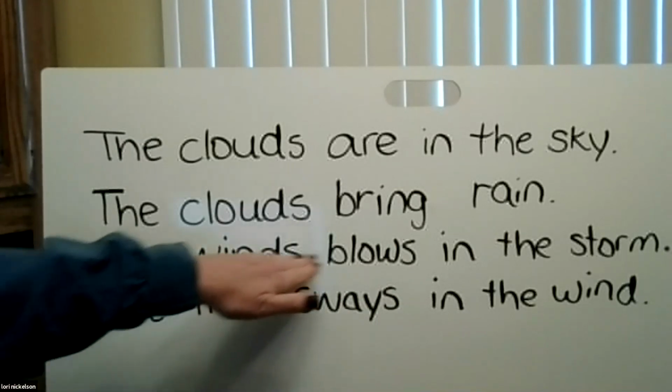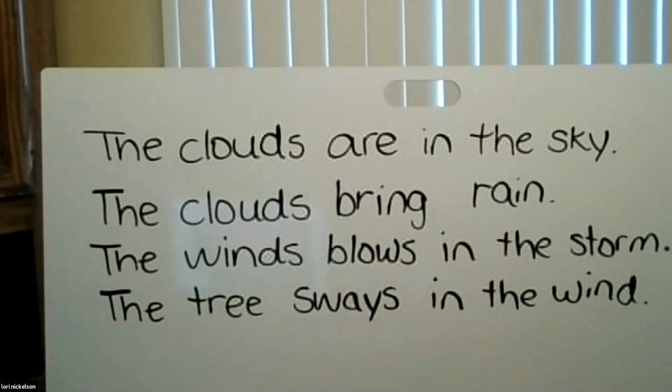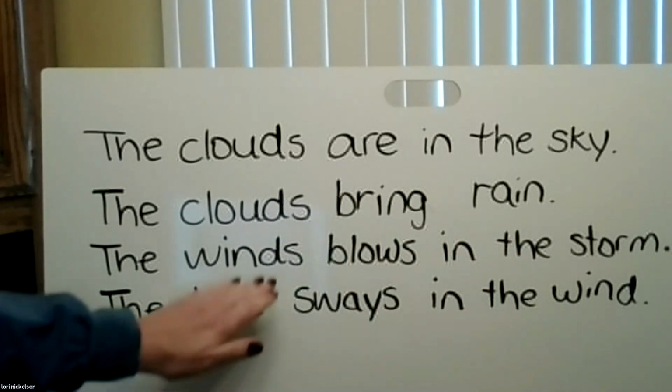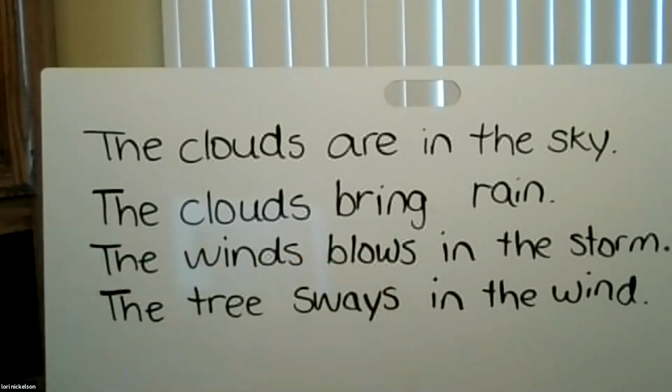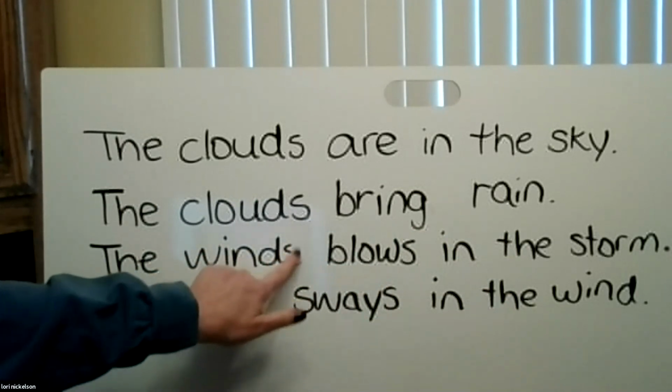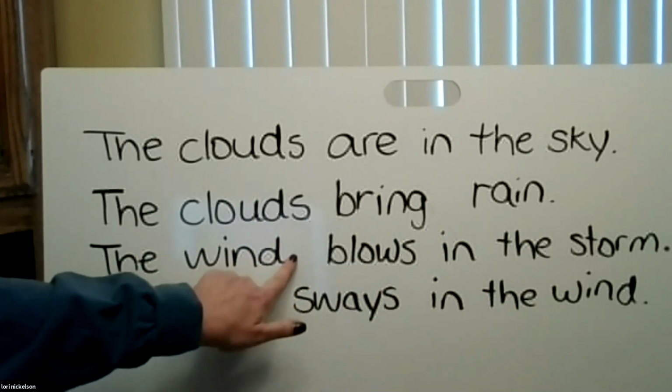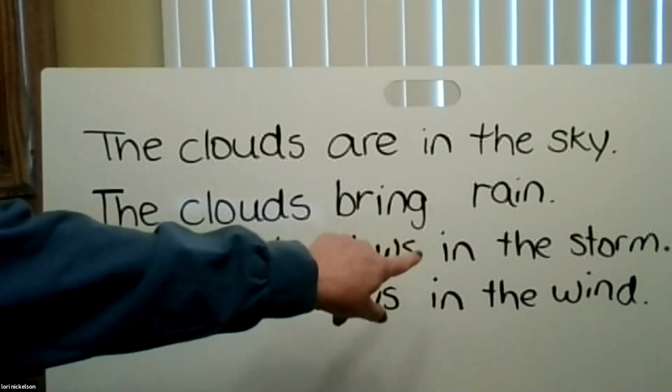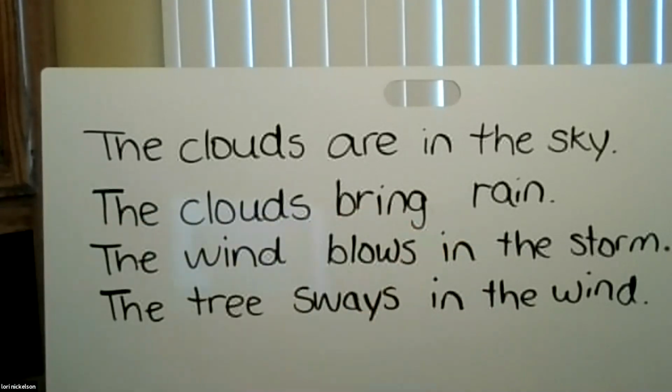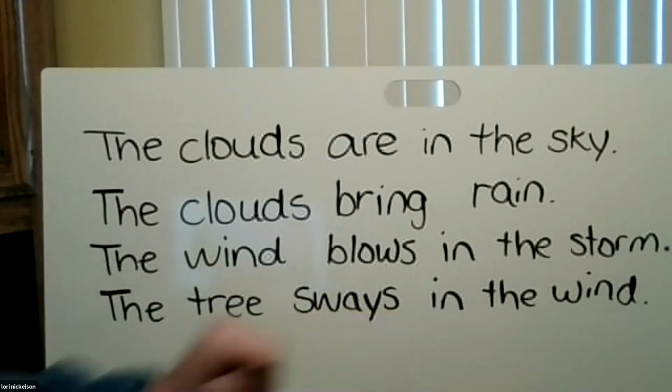The winds blows in the storm. Well, let's think about this. Winds is plural and the verb is plural there. What if I take off the S on wind and make it singular? The wind blows in the storm. Ooh, that makes sense, doesn't it? It sure does. All right, let's look at the last sentence. The tree sways in the wind. That one does make sense because the tree is singular and sways is plural.